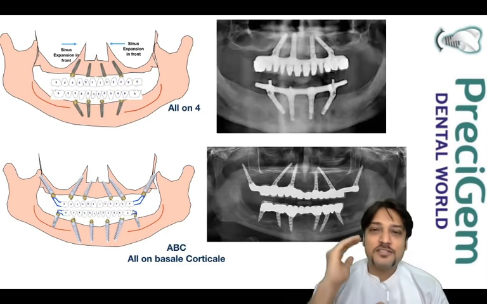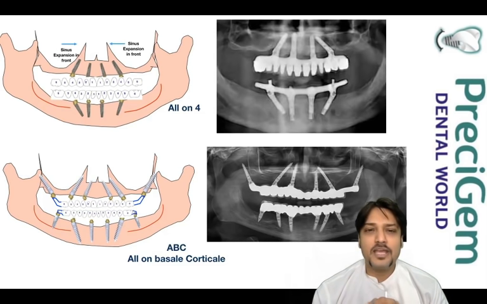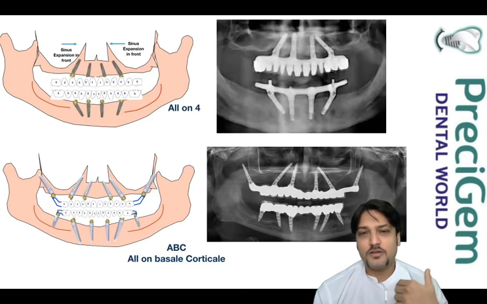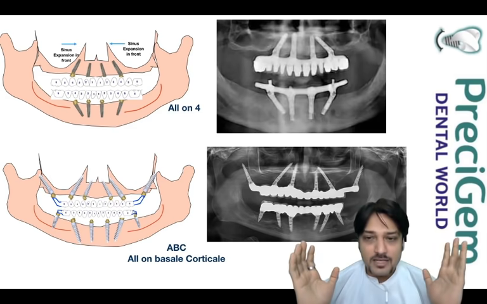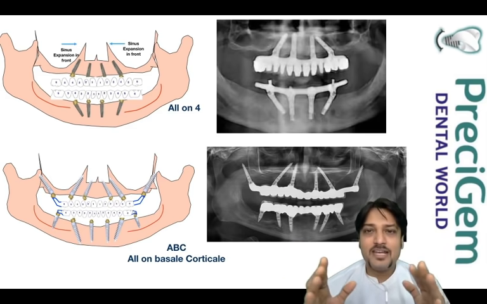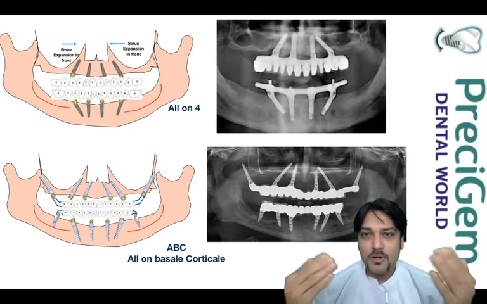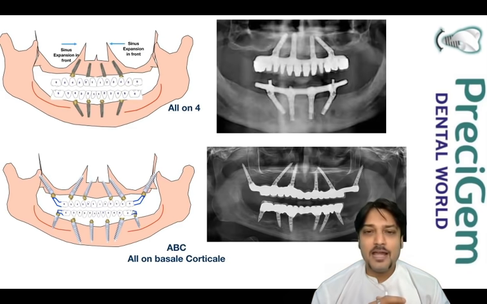So my friends, just compare a regular case of all on 4 with all on basal cortical in the above case. Well, you can see the difference. Pterygoid implants are utilized and we can easily avoid the cantilever. You can see above, upper and lower both, in above all on 4 and ABC, both the x-rays as well as the images.